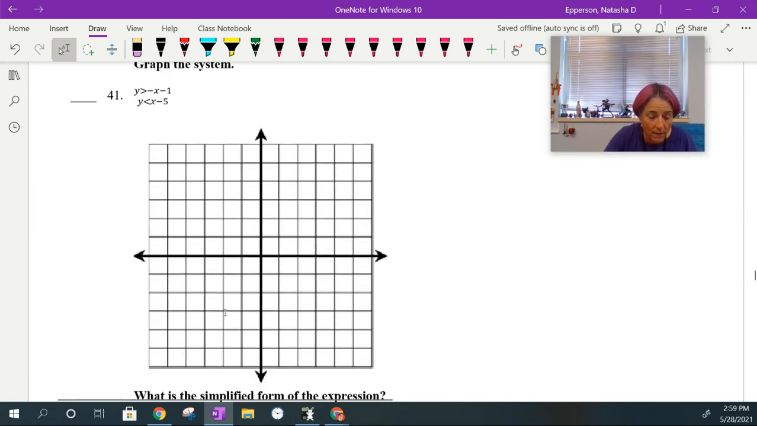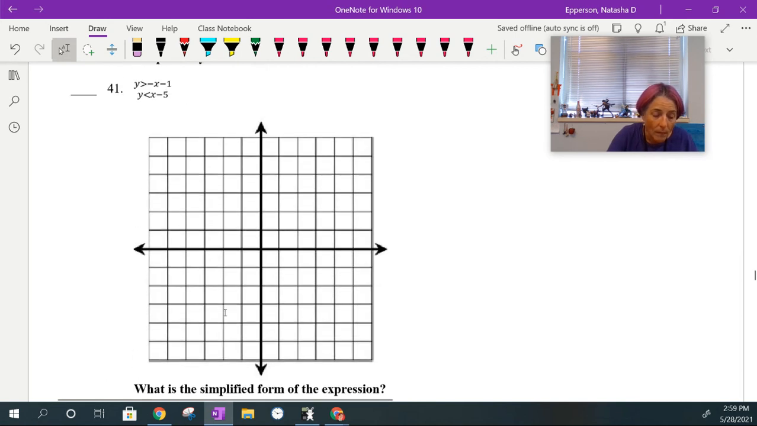41, we're going to graph the system. So I'm going to go, we have -1, and that's down 1, right 1. And my value is 0 greater than -1. 0 is greater than -1, so we're going to shade this direction.